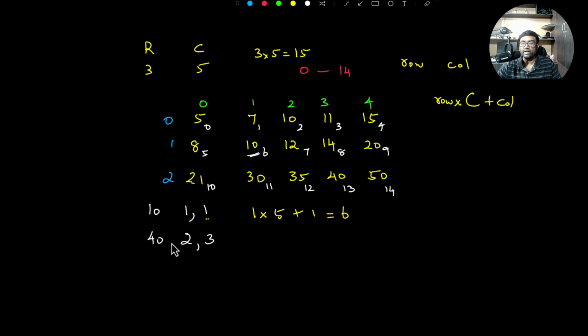Let's do it for 40. The row index is 2 into capital C. There are 5 columns. Plus the col index, 3. So it is 13. For 40 you can see 13 is mapped. Now you have represented it as a single integer.